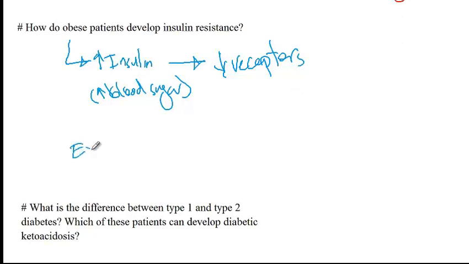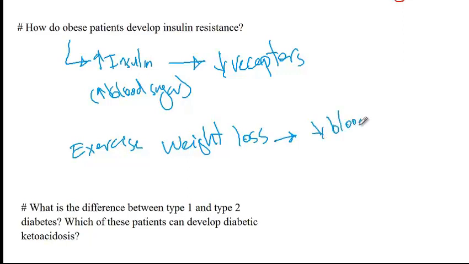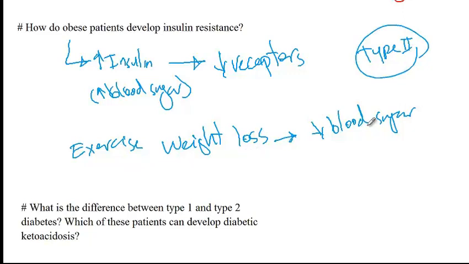And so therefore exercise and weight loss can help adjust the blood sugar, so it would decrease the blood sugar and restore insulin sensitivity. And so that's why they say with type 2 diabetes, if you have an obese patient, if they exercise and lose weight, they could get cured and their diabetes goes away. That's the mechanism we are talking about, to restore the sensitivity to insulin.